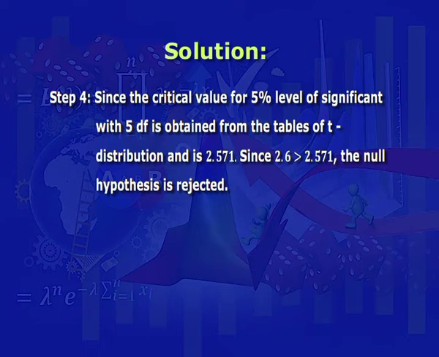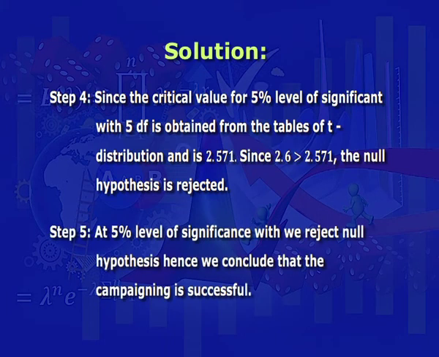Since the critical value for 5% level of significance with 5 degrees of freedom is obtained from the table of t distribution and is 2.571. Since 2.6 is greater than 2.571, the null hypothesis is rejected. Now, in step 5, we give the conclusion. At 5% level of significance, we reject the null hypothesis, and hence we conclude that the campaigning is successful.